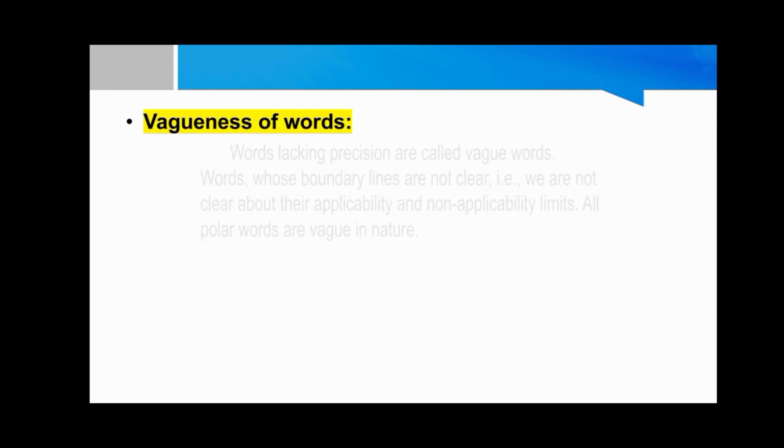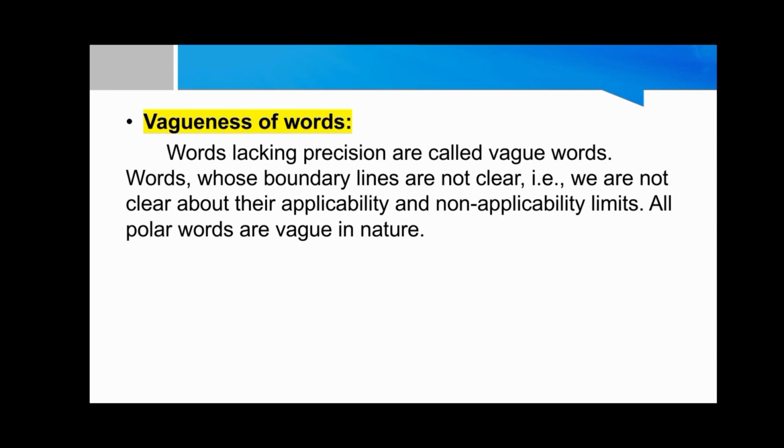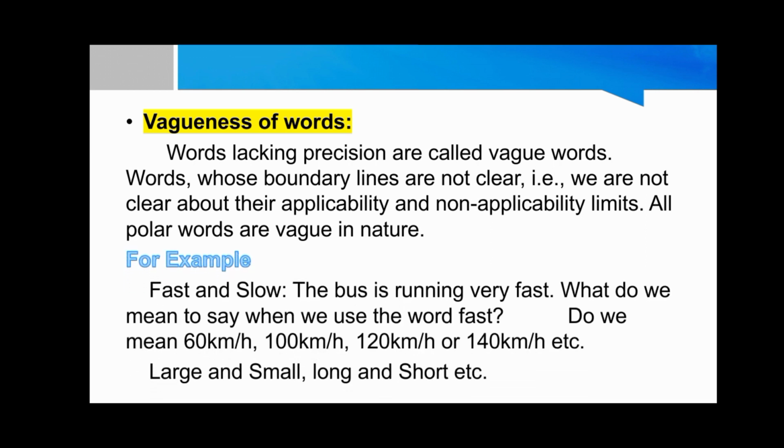Vagueness of words. Words lacking precision are called vague words. These are words whose boundary lines are not clear. For example, we are not clear about their applicability and non-applicability limits. All polar words are vague in nature.